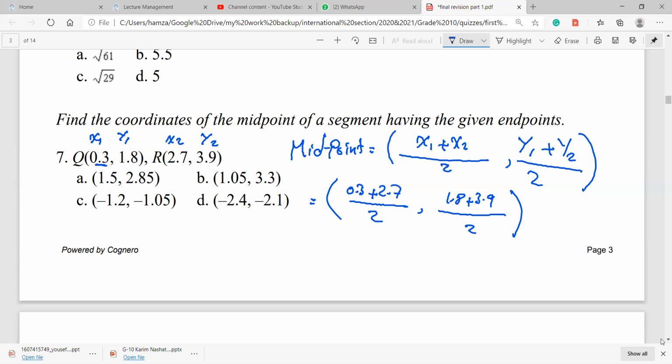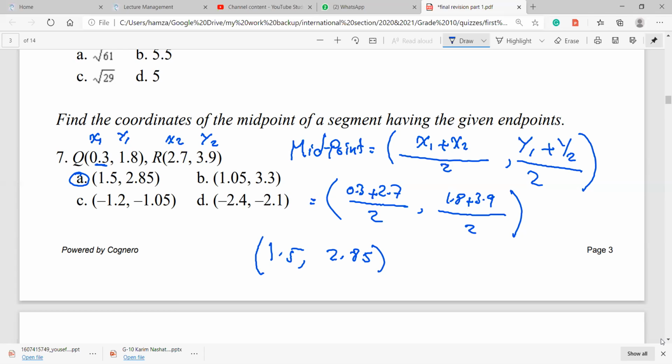You can use your calculator and find the answer. So this one will be 3 over 2, it will be 1.5. So without completing, this is the answer, guys. This is the only one that has 1.5. And this part will be what, guys? 2.85. You can use your calculator to check if it's right or not.